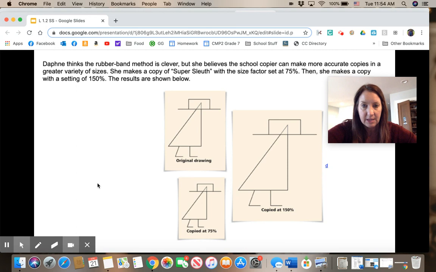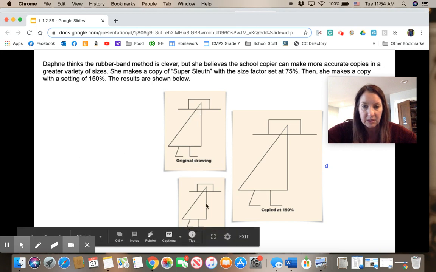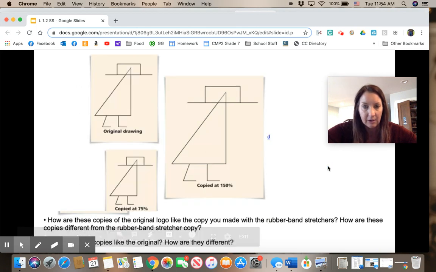So you can see the original, the 75% and the 150, and there's not a ton of difference between these two. You can tell this one's quite a bit bigger. I'm going to click here and see if it will give me that little link. It doesn't look like I did it.